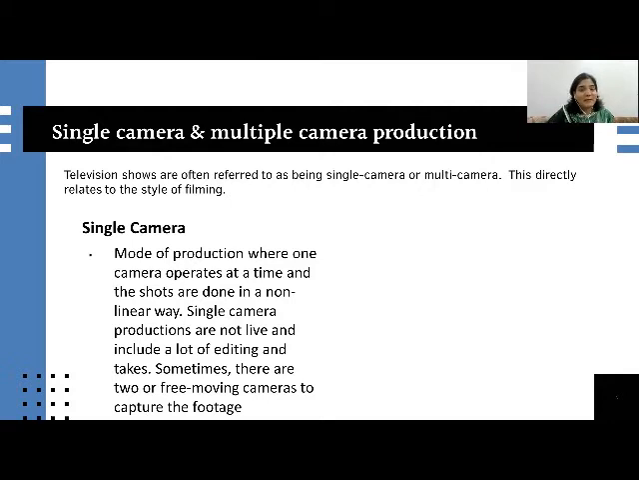हो सकता है एक से ज्यादा भी कैमरा हो, but if it is being shot in a non-linear way, which means कि हैप्पैज़र्डली आप शूट कर रहे हो और बाद में एडिटिंग टेबल पे आके सब कुछ असेंबल कर रहे हो, so that would be called a single camera production. So again, mode of production where one camera operates at a time and the shoots are done in a non-linear way. Single camera productions are not live, so generally वो live नहीं हो सकती है because आपने उसमें बहुत ज़्यादा editing involve होती है, and at times there might be two cameras or some free moving camera जो कि footage को capture कर रहा हो.